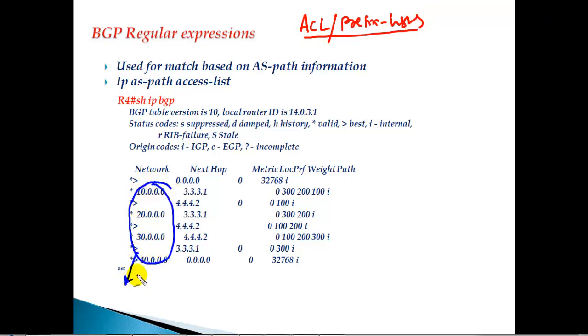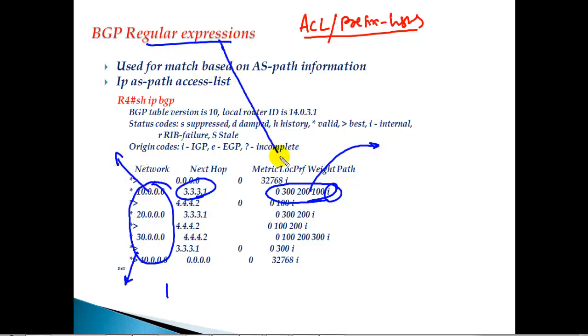Now these statements which we used in the ACLs or prefix list are going to match the network based on the prefix information. But when BGP advertises any prefix, it advertises it with next hop information, and it also contains the origin information along with the autonomous system path information. By using these regular expressions, we are going to match the networks not based on the specific prefixes but based on the autonomous system path information.